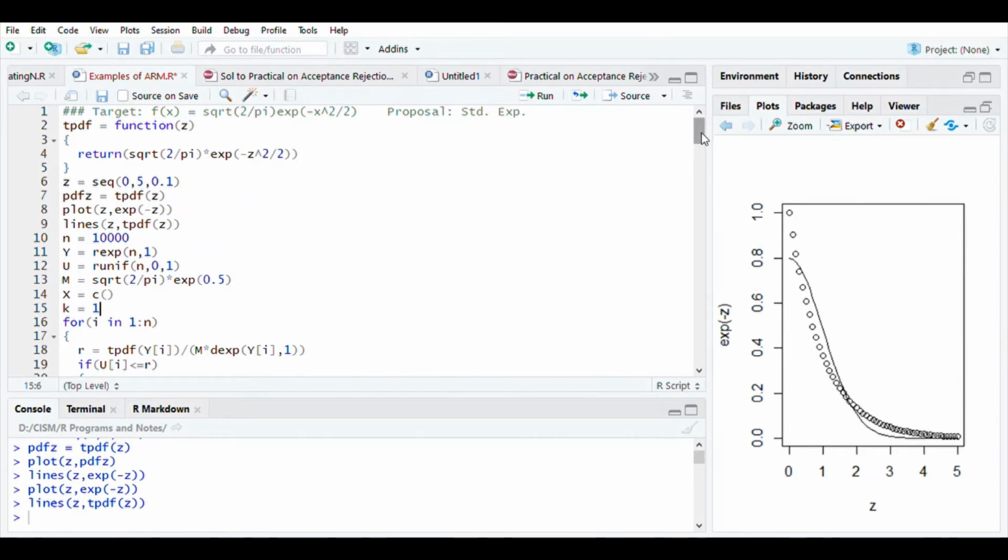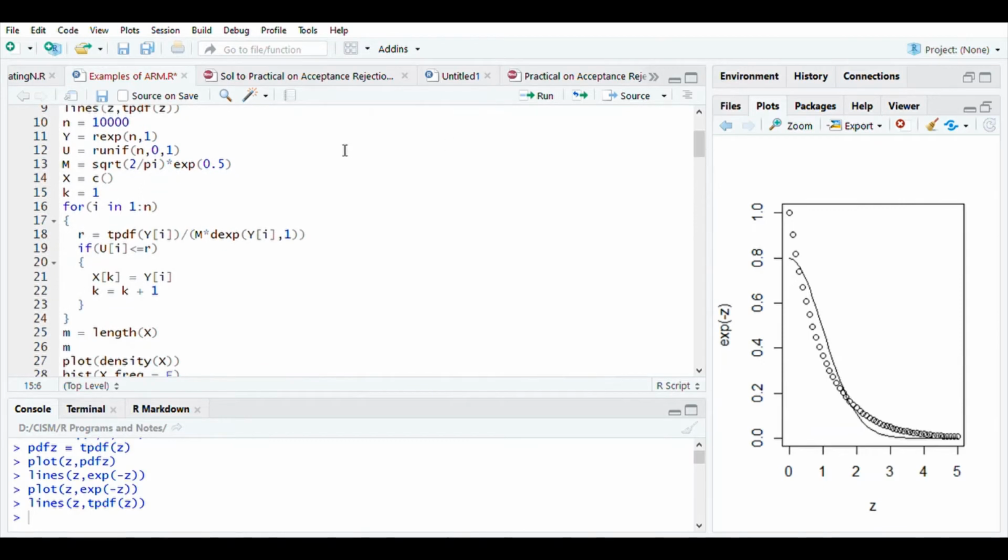Now to implement the algorithm, the first step and second step I have already done here by computing Y and U outside the loop. Now what remains to be done is to compute the ratio. So the ratio is the target PDF at the ith value of Y upon M into the proposal PDF at yi. So you can simply say e raised to minus yi to save time, or if you want to be very particular, then you can write DEXP at point yi with 1 as the failure rate.